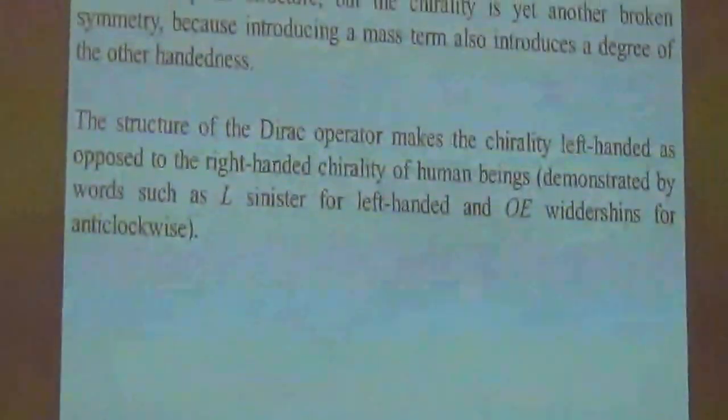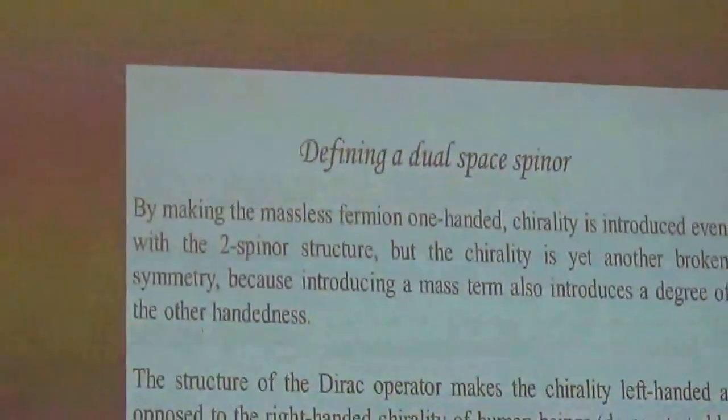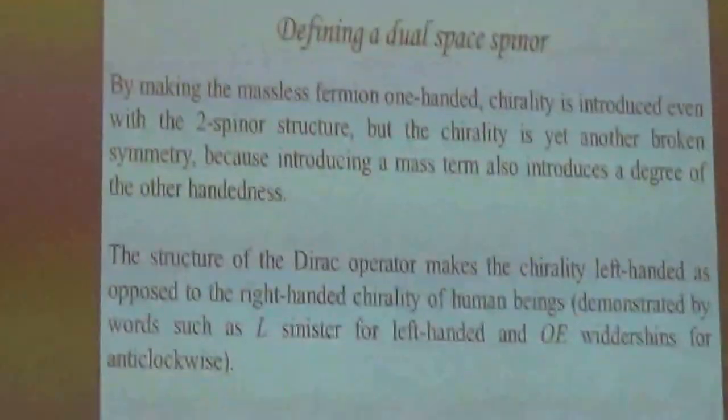So the chirality is introduced by making the massless fermion one-handed, even with a two-spinor structure.